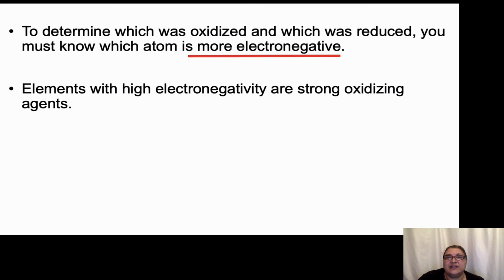Now, as it turns out, the more electronegative, the stronger the oxidizing agent. The higher the electronegativity, the stronger the oxidizing agent. So if you're not sure, we can look it up on its electronegativity, and we'll decide if it's an oxidizing or reducing agent.